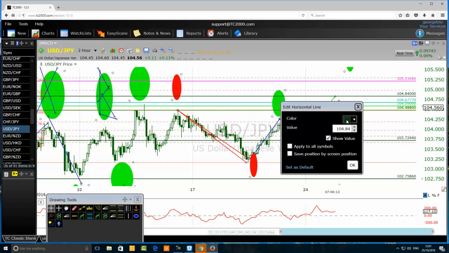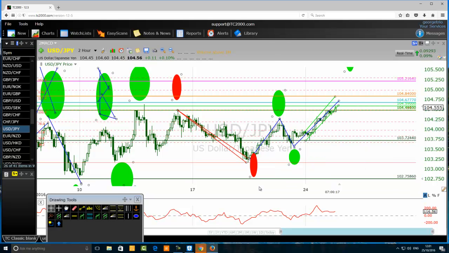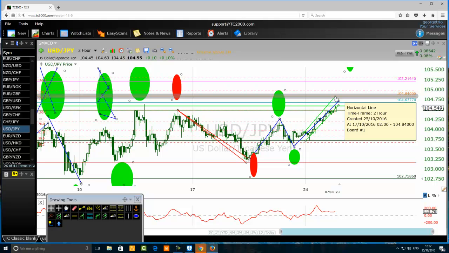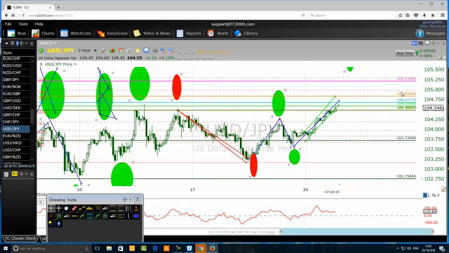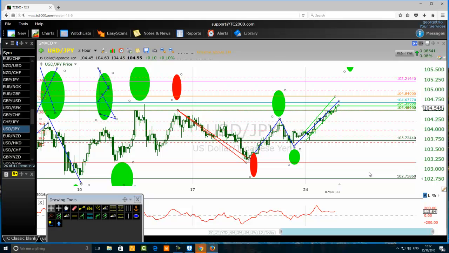Color it in orange. All right, here it is. 10484. That will be my greedy target at 10484. All right, 25 pips, reasonable profit for a stop loss of 10 pips. All right, so I'll leave it there.